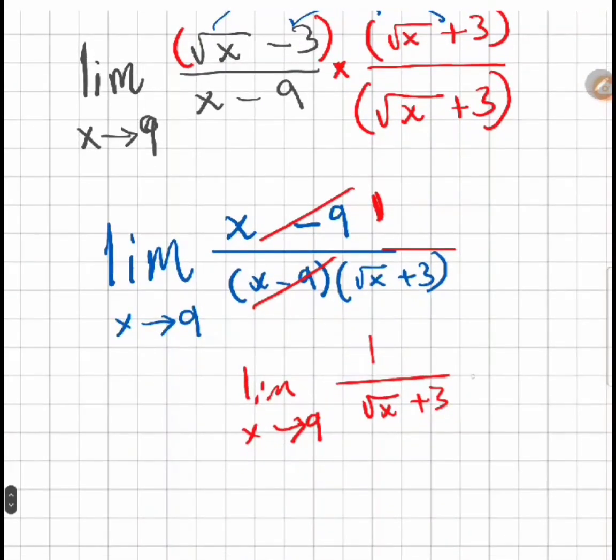So now what we can do is replace x with 9. So I'm just going to continue up here. So it's going to be 1 over square root 9 plus 3. And the square root of 9 is 3. And 3 plus 3 is 6. So the final answer is 1 over 6.